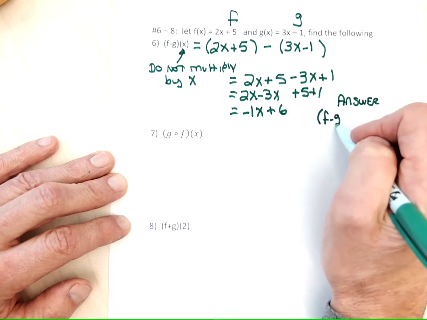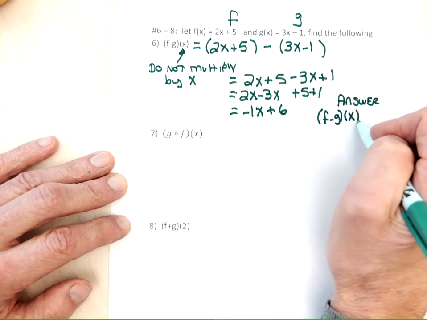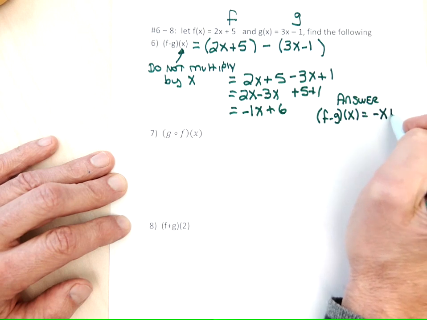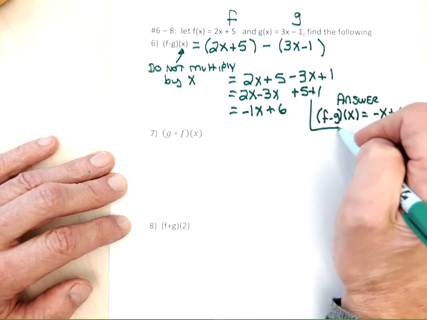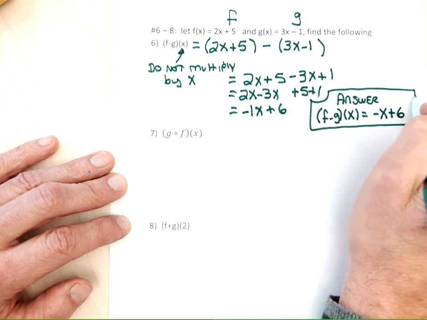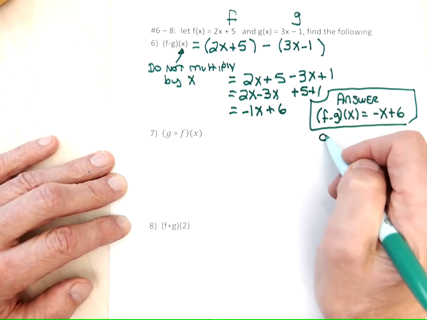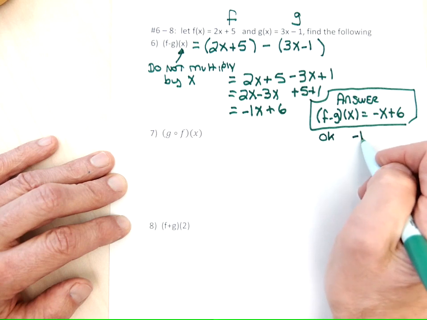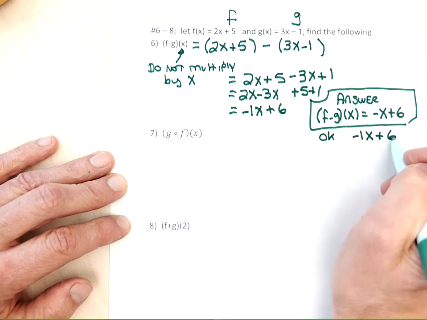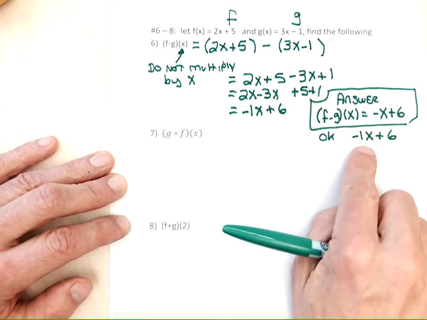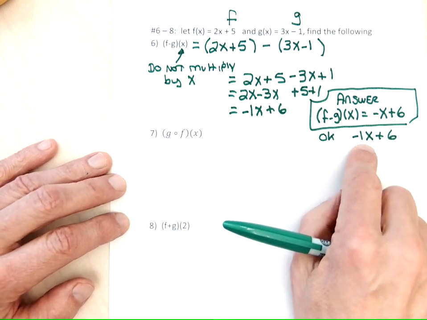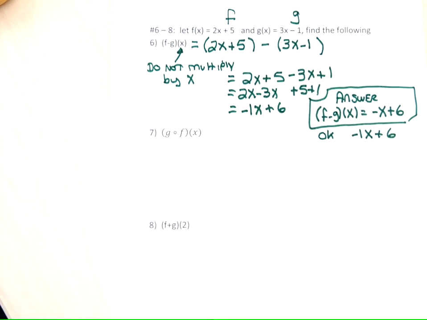Probably the nicest answer would say f minus g of x equals negative x plus 6, putting the problem with the answer and not putting the negative 1 in front of the x would be best. But it would be equally okay if you just wrote negative 1x plus 6, didn't write the problem next to the answer, and left the negative 1 in front of the x. What would be wrong to do is to take this and set it equal to 0 and solve for x.